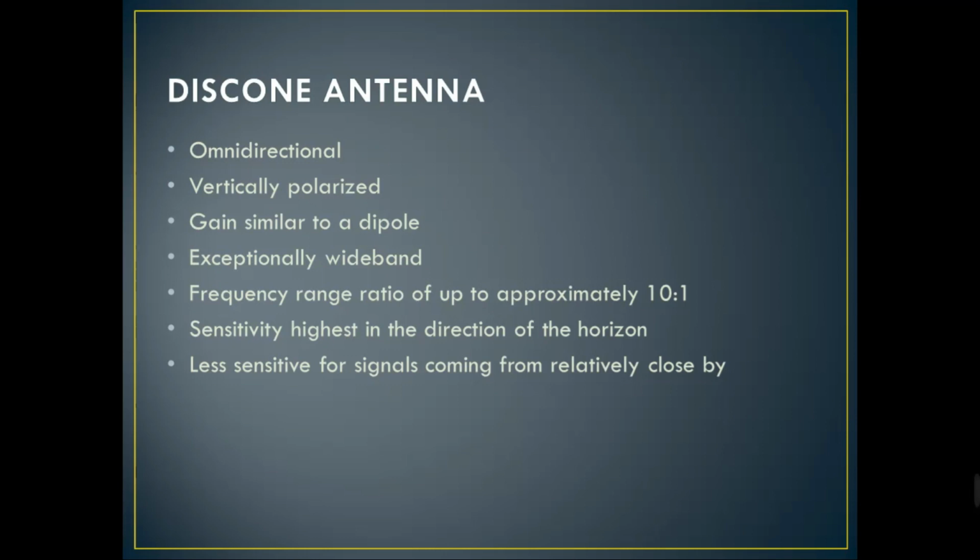The radiation pattern in the vertical plane is quite narrow, making its sensitivity highest in the direction of the horizon and rather less for signals coming from relatively close by. The disc cone antenna has a useful frequency range of at least 10 to 1. When employed as a transmitting antenna, it is often less efficient than an antenna designed for a more limited frequency range. SWR, or standing wave ratio, is typically 1.5 to 1 or less over several octaves of frequency.